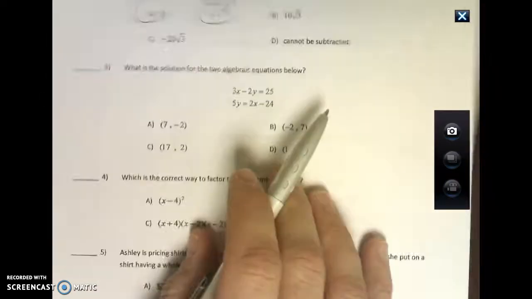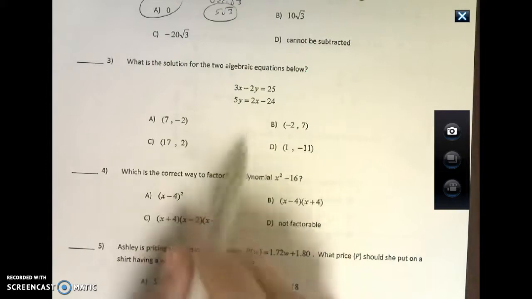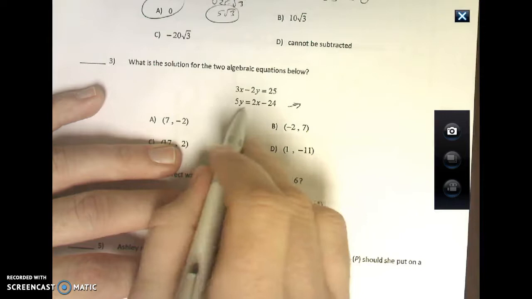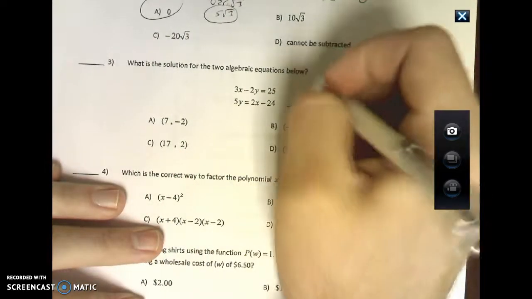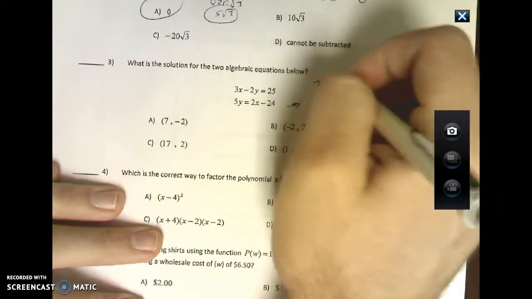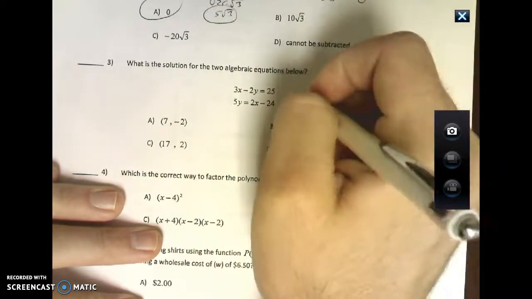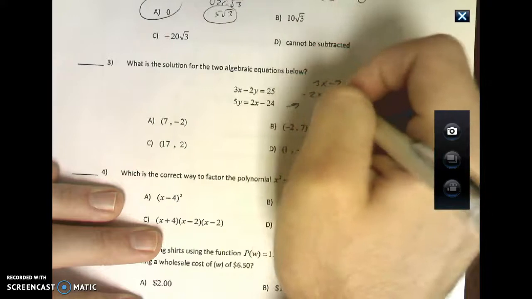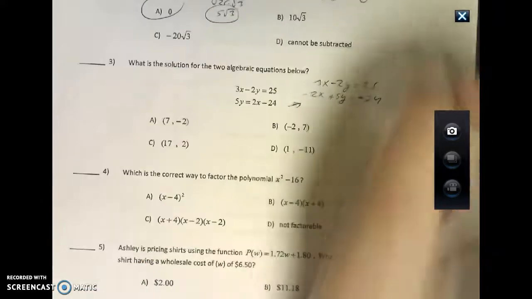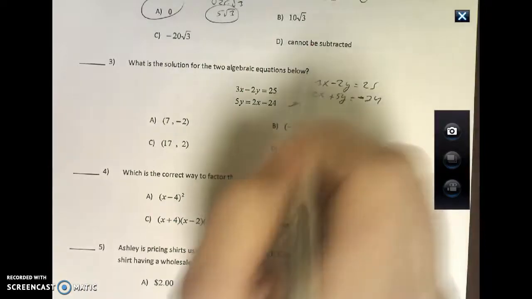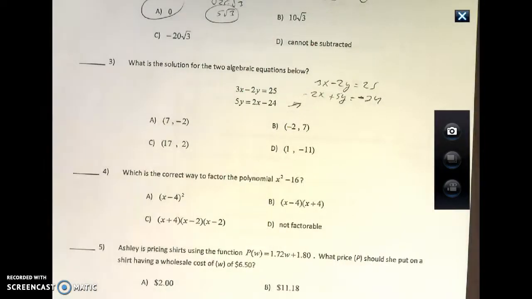Number 3, what's the solution to the two algebraic equations below? There are different ways you could do this. I would set up a system. Negative 24. Okay. And then I would try to, you could do elimination, you could do whatever you like. However, if you want, you could plug in the answers as well and see which ones work.